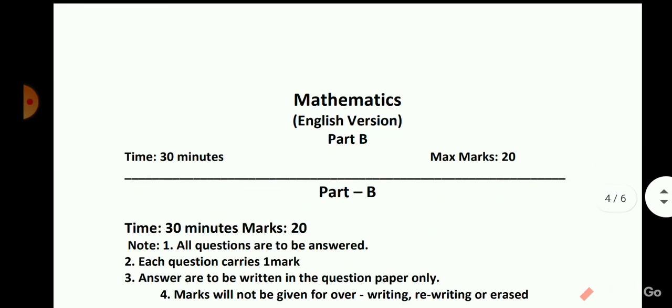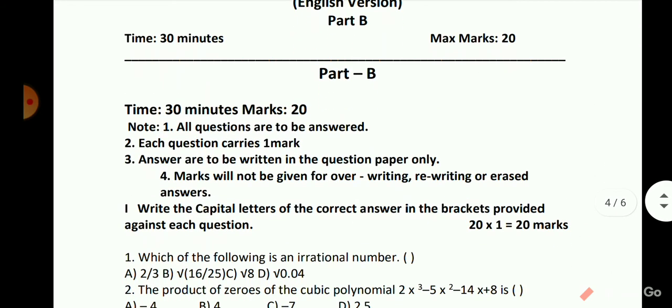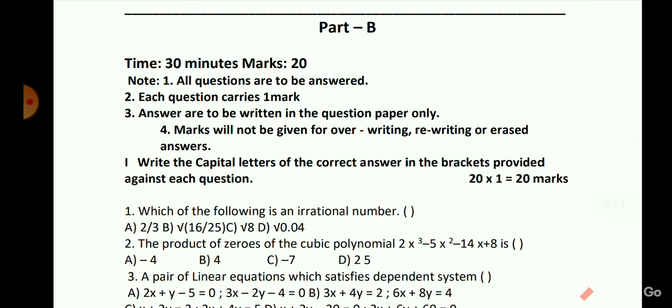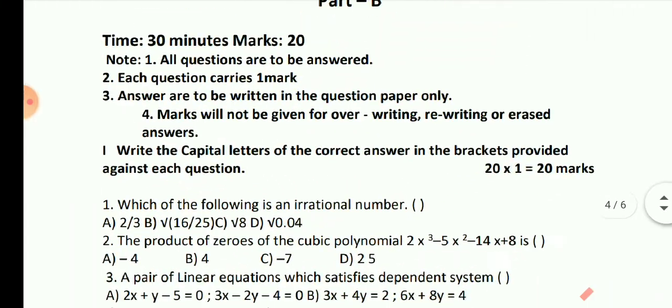Next we have part B. This part is for 30 minutes, and the maximum marks are 20, with 20 questions. All are choose-the-correct-answer questions. You need to answer all the questions, 20 out of 20, in this part.